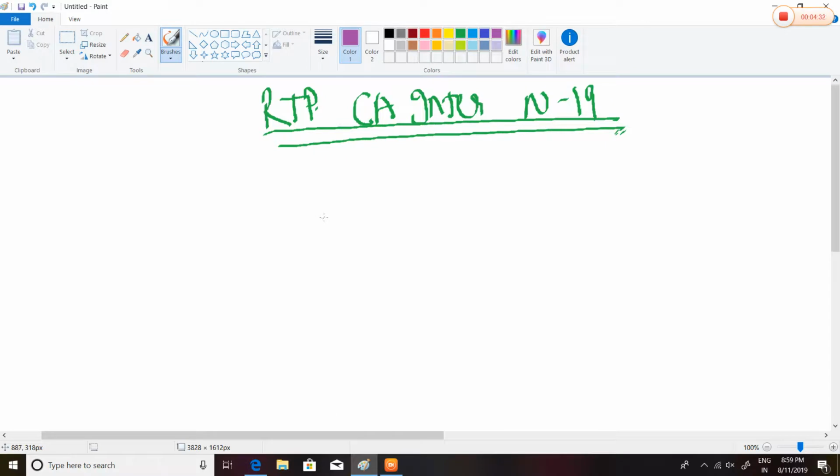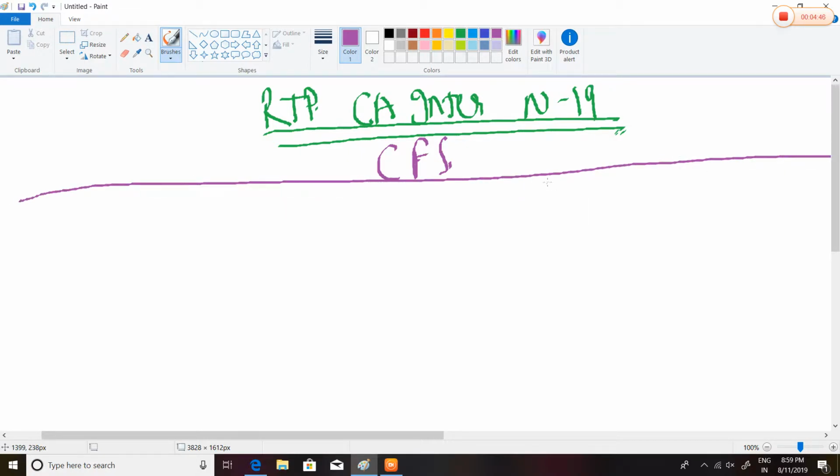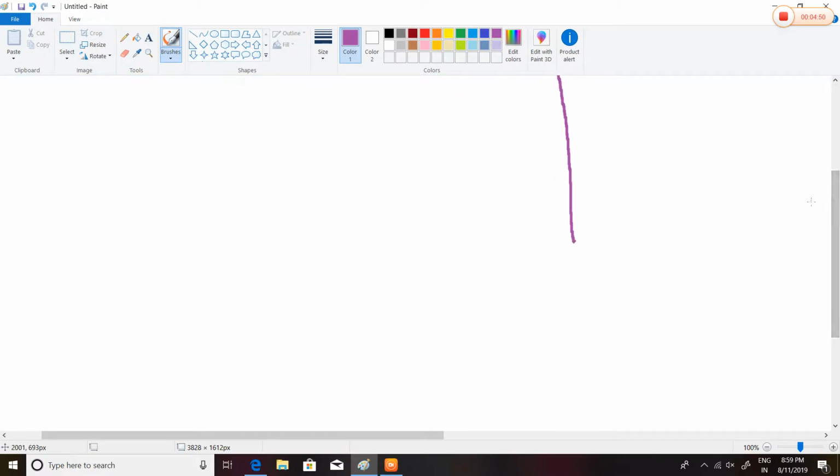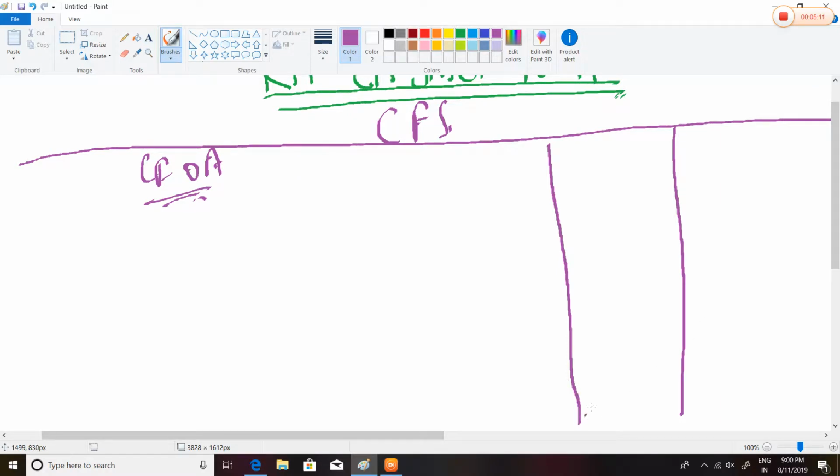Okay, let's start with the cash flow statement. Firstly, cash flow from operating activities. I hope you have the question in front of you. So let's start. Changes in profit and loss account. Firstly, changes in profit and loss account.